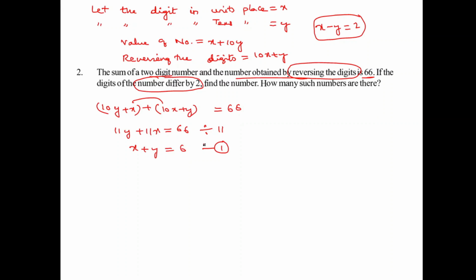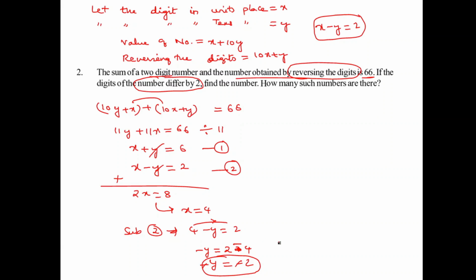And also he has given us that their difference is only 2. This is your equation number 2, right? So by adding these two here, I'll get 2 times x equals 8. So x is equal to 4. Only 2 is your answer, right?